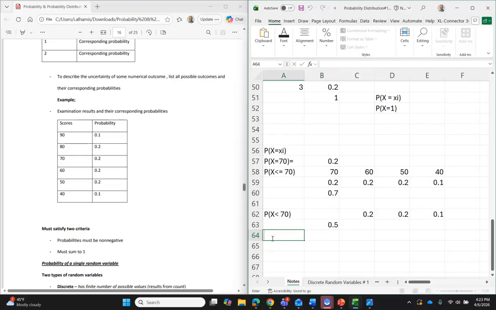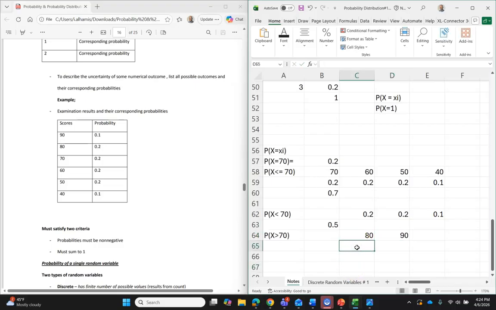We could also find probability of x such that x is greater than 70. And in this case, you can see that 70 is not included. So we have 80, 90.